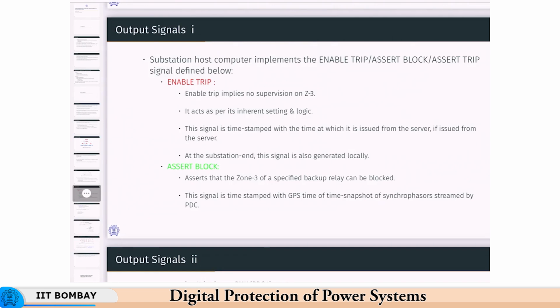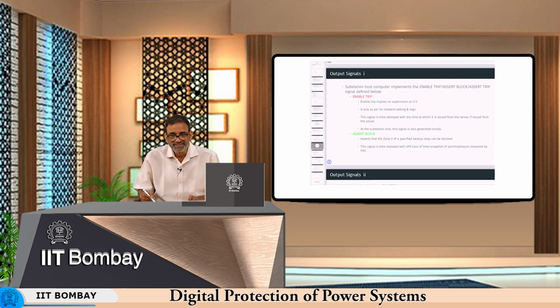Okay, so here as we said, there are three decisions that are made. The decision could be enable trip, assert block, and assert trip. Enable trip is the default kind of setting where there is no supervision. Whatever is their original setting or original relay, it will continue to work in the same fashion. There is no supervision, so it acts as per its inherent setting and logic.